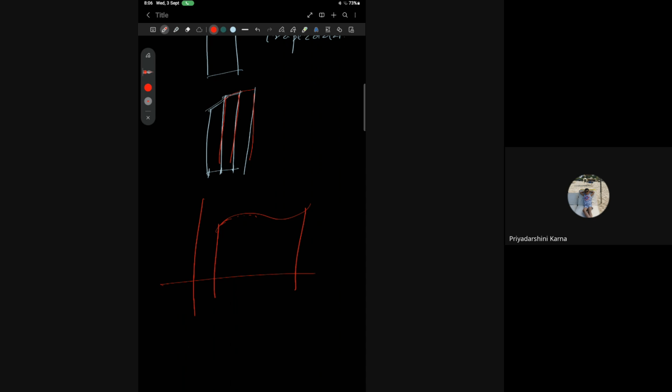So here also, what exactly we are doing? We are discretizing the curve. So that is why it is called Simpson's one-third rule.